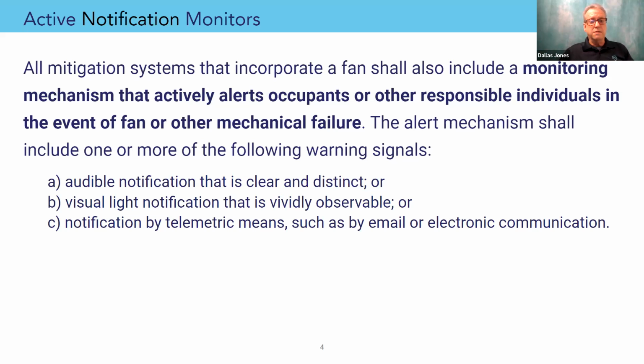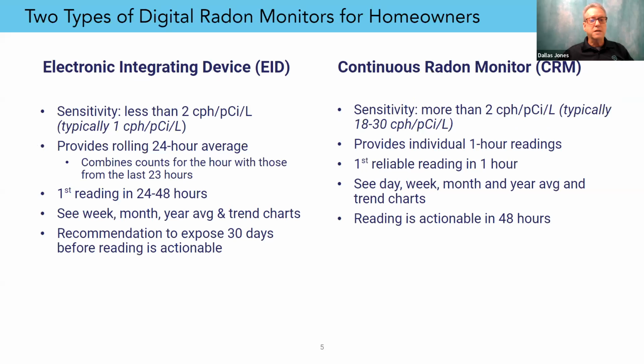And down there at the bottom, the one that means the most to me is notification by telemetric means, such as by email or electronic communication, because I think most of us despise audible alarms. We have probably all experienced the smoke alarm going off when we're cooking, and the simplest thing to do was to take the battery out, and then we forget to put it back in, right? So I think telemetric means, as they describe it in the standard, is a better way to go if you're going to do this.